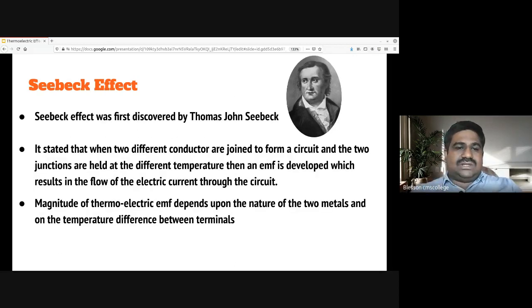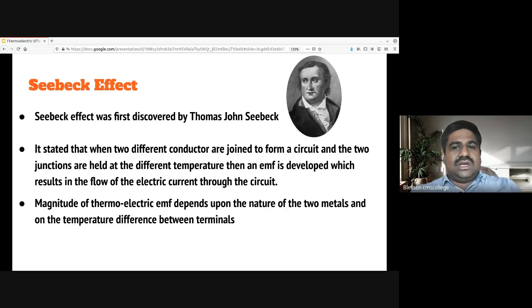So let's revisit the definition once again. The Seebeck effect states that when two different conductors are joined to form a circuit and the two junctions are held at different temperatures, then an EMF is developed and electric current flows through the circuit. The magnitude of thermoelectric EMF depends upon the nature of the two metals and on the temperature difference between the junctions. So it depends on only two parameters. What are they? Which metals are used and what is the temperature difference between the junctions.